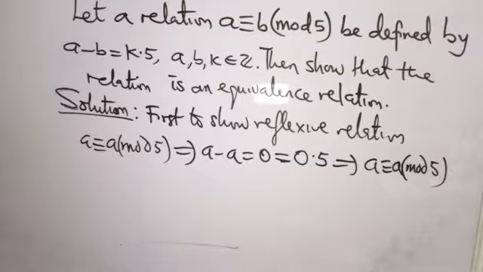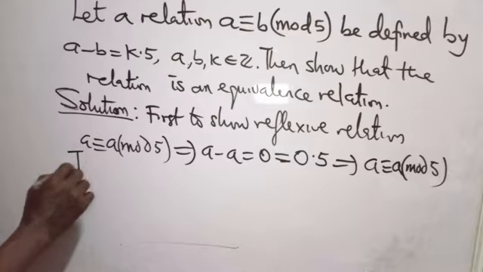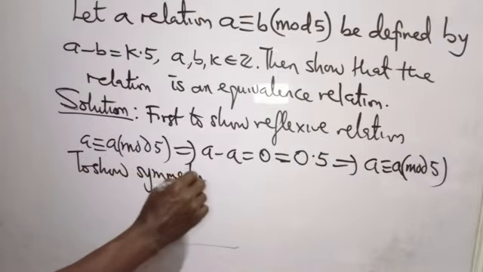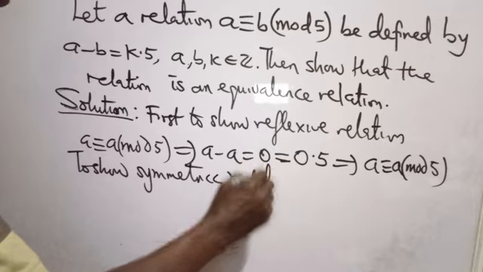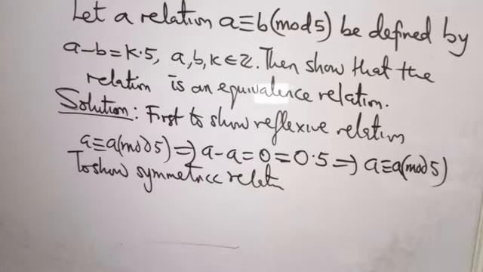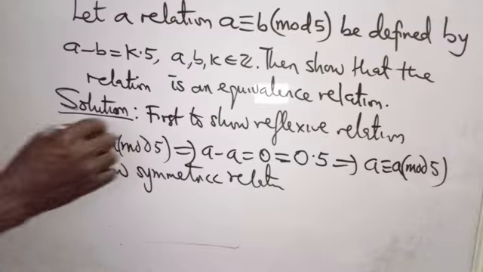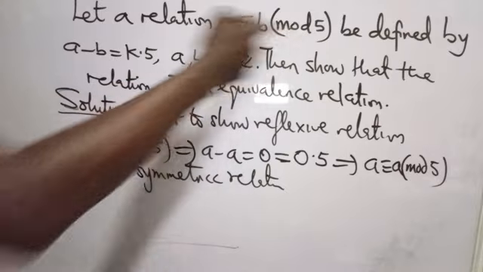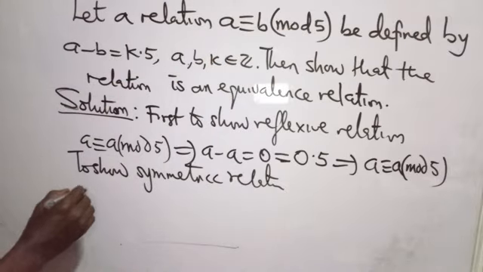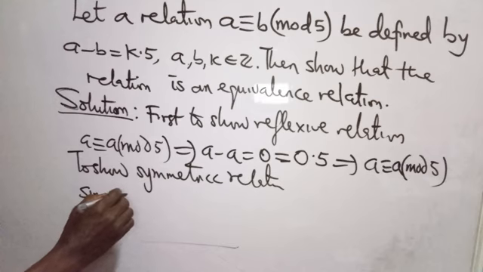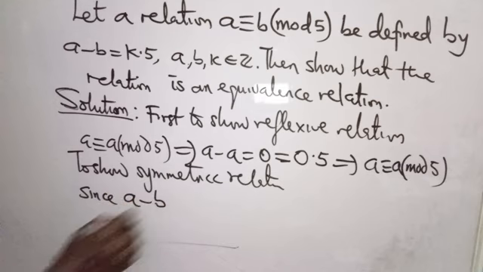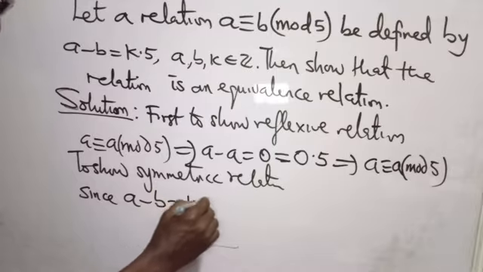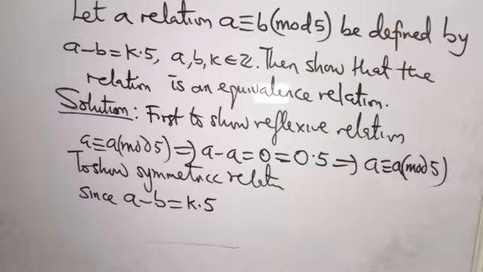Now the next one is to show a symmetric relation. How do we go about that? We need two elements here. First of all, the definition: a ≡ b (mod 5). Since a − b is equal to k·5, we know that by our definition.